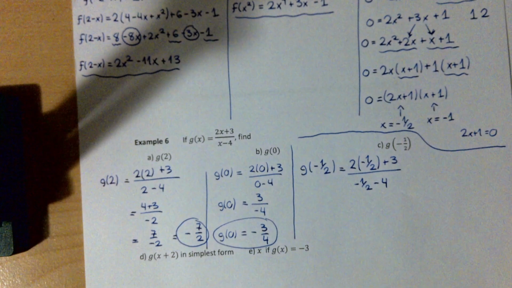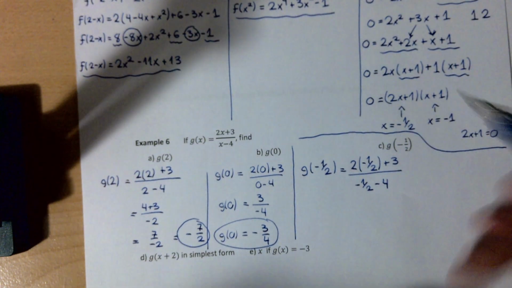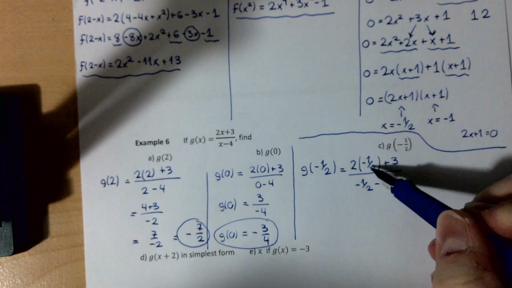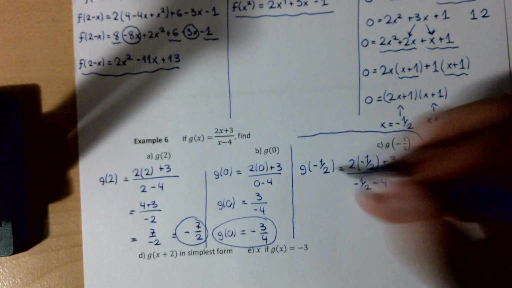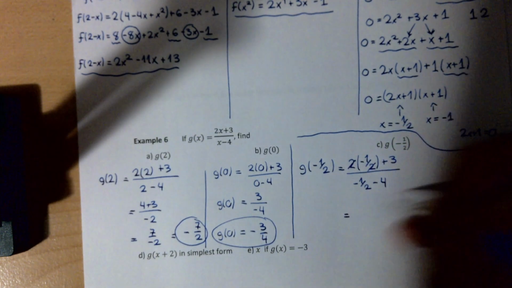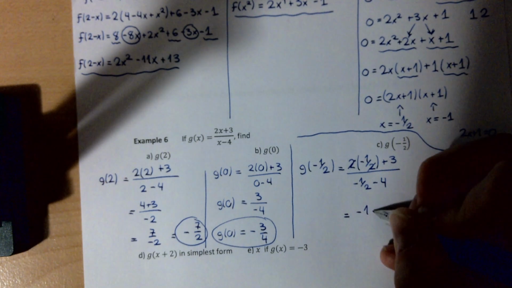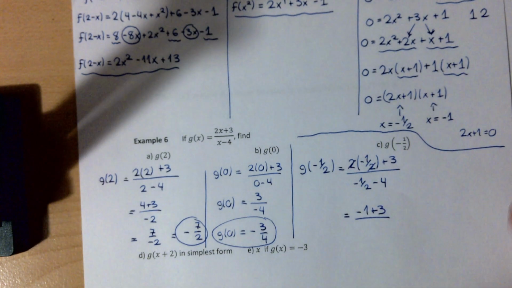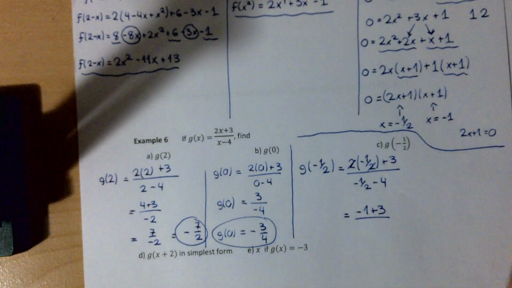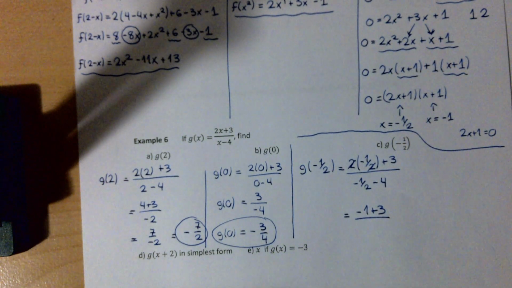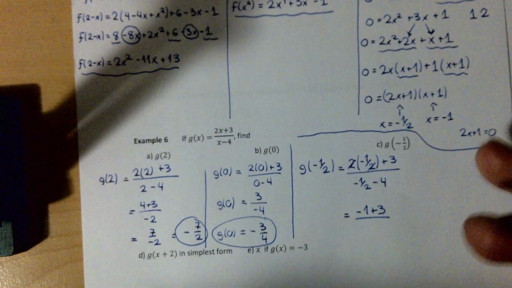Okay, now what do I do? In the numerator, I actually get really lucky, right? Because I technically have 2 times negative 1, but then divided by 2. So when I solve this, this and this will cancel out. So in my numerator, I'm just going to end up with minus 1 plus 3. And in my denominator, if you like working with decimals, you can just change this to a minus 0.5, and there will be minus 4.5. But you can't leave a decimal in the denominator.